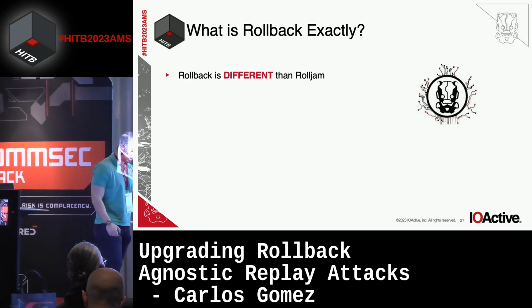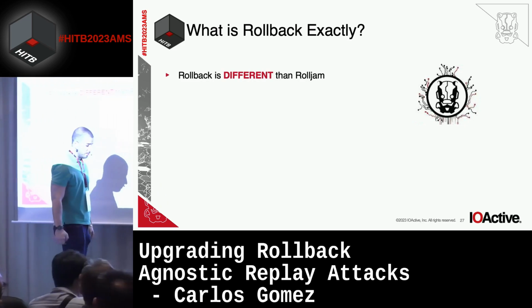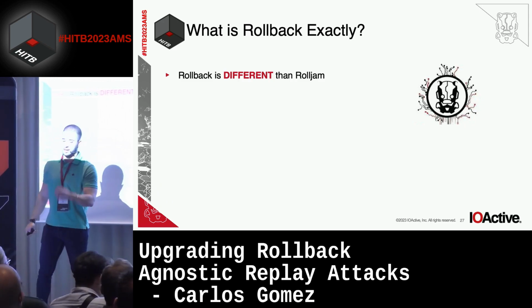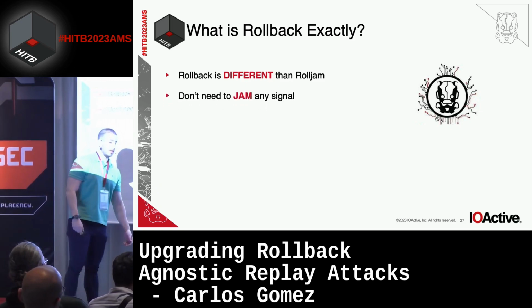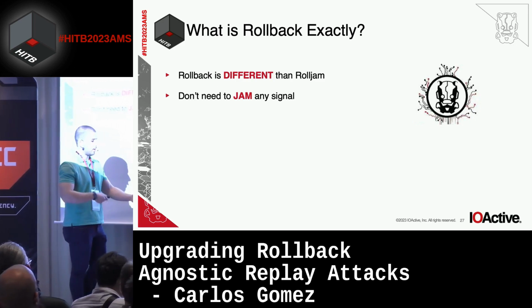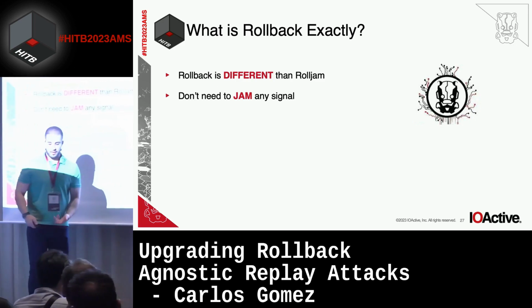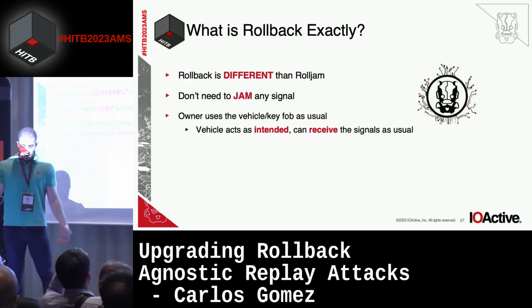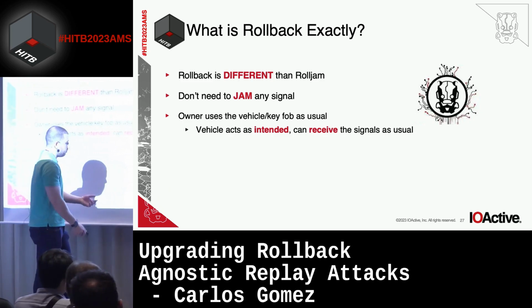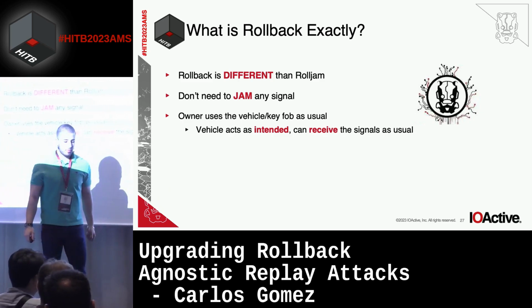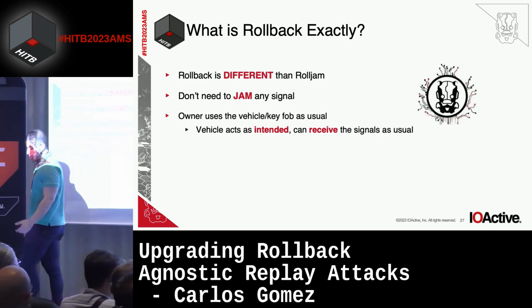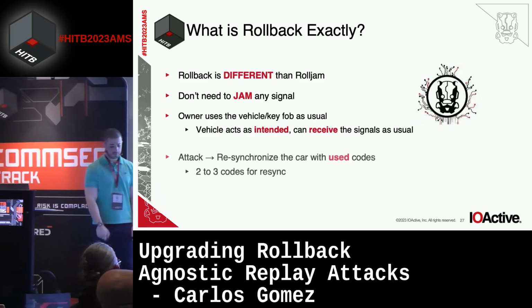Rollback is completely different from Rolljam, so you need to switch your mind when doing this kind of attack. You don't need to jam any signal, so it's more powerful than the other one, because you don't need any social engineering or perfect timing. The owner can use the vehicle as usual because we don't need to jam. We just need to plant a device under the vehicle, listening to the signal and grabbing that kind of code.